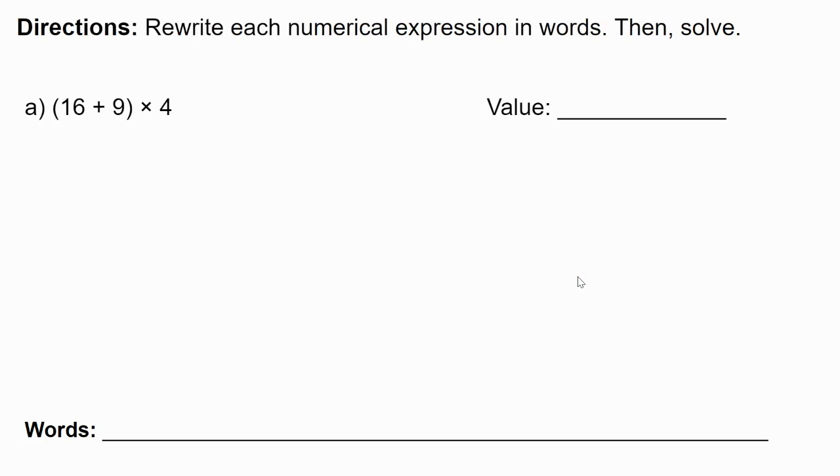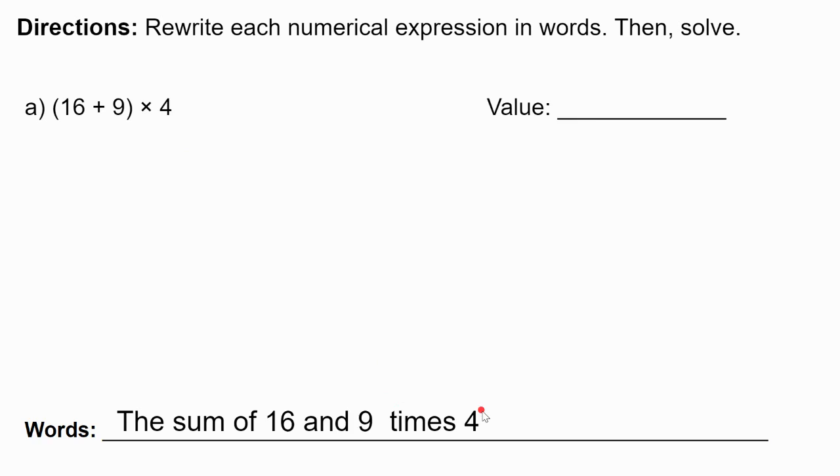Now let's try rewriting these numerical expressions in words and then solving. So here we have 16 plus 9, so we're going to get the answer to that. And then we're going to multiply the answer times 4. So we know we need to get the answer to this addition problem first. Remember, the word we can use to find the answer to an addition problem is sum. So we're going to find the sum of 16 and 9 first, and then we're going to multiply that answer times 4. So the sum of 16 and 9 means that we're going to put 16 and 9 in parentheses and get that answer first. And then we're going to times or multiply by 4.